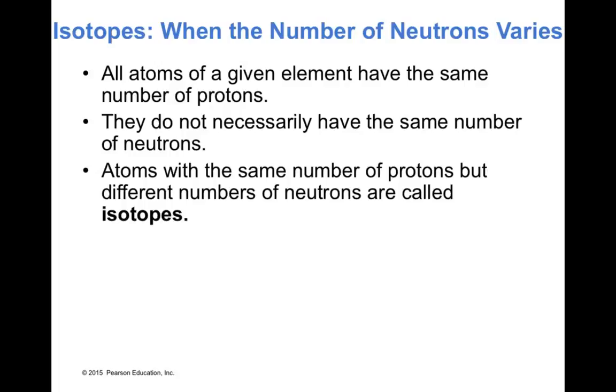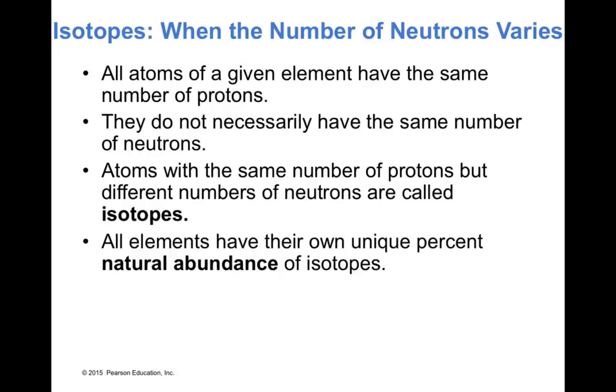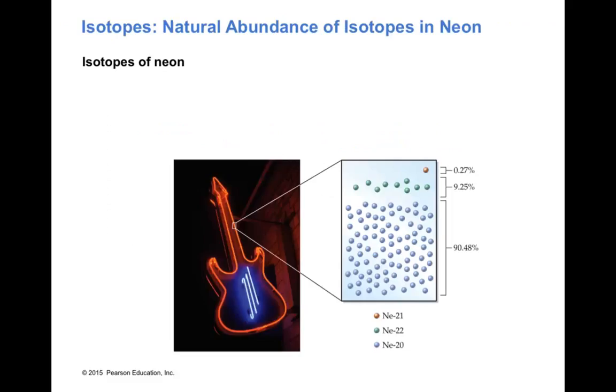Atoms with the same number of protons but different numbers of neutrons are called isotopes. So isotopes are atoms of an element with the same number of protons but different numbers of neutrons. All elements have their own unique percent natural abundance of isotopes. So let's see the following example of isotopes.